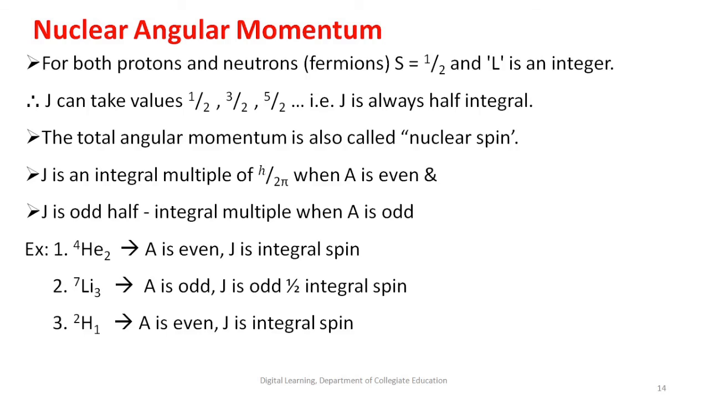Here for hydrogen 1H2, A is even, J can take integral spin. For hydrogen 1H1, A is odd and J can take odd half integral spin. So therefore J can have integral multiple of h by 2 pi when A is even, and J has odd half integral multiple when A is odd. This is about nuclear angular momentum.